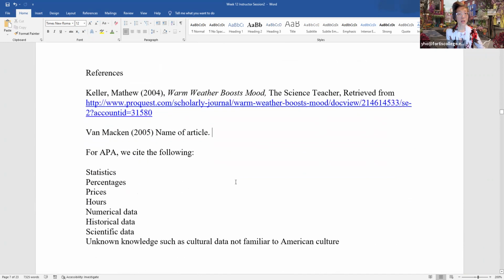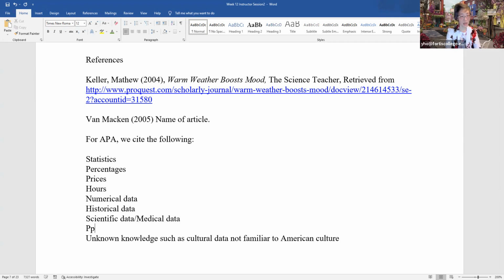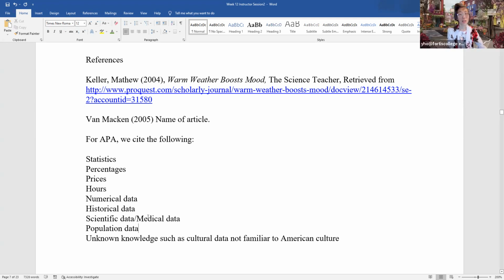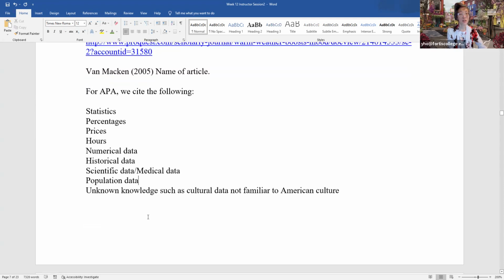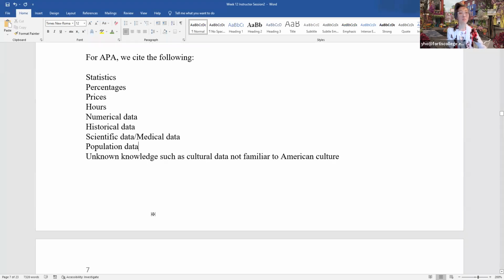So to summarize, we use APA for statistics, percentages, prices, hours, anything with numbers, historical data, scientific data, medical data. That's scientific medical data. Anything else that you can think of? Population data. Yeah, I mean, any kind of data, like you said, numbers. Also any kind of unknown cultural knowledge, such as that's not familiar to American culture. Any kind of unknown knowledge, not just simply cultural knowledge. Any unknown knowledge that people don't know about.